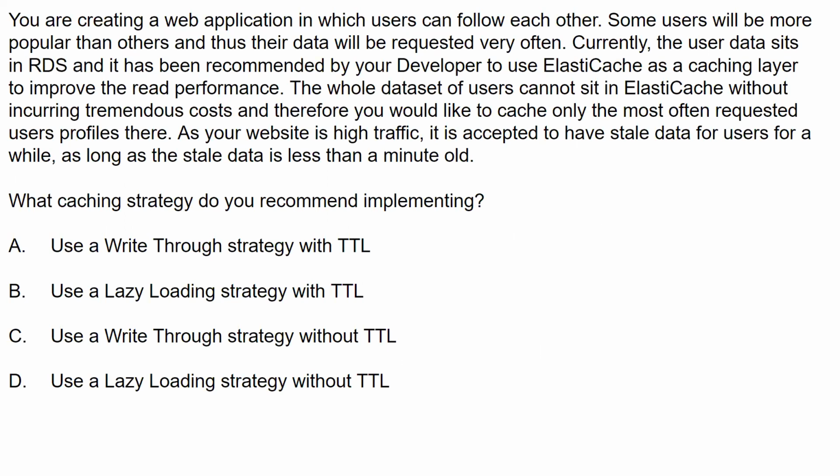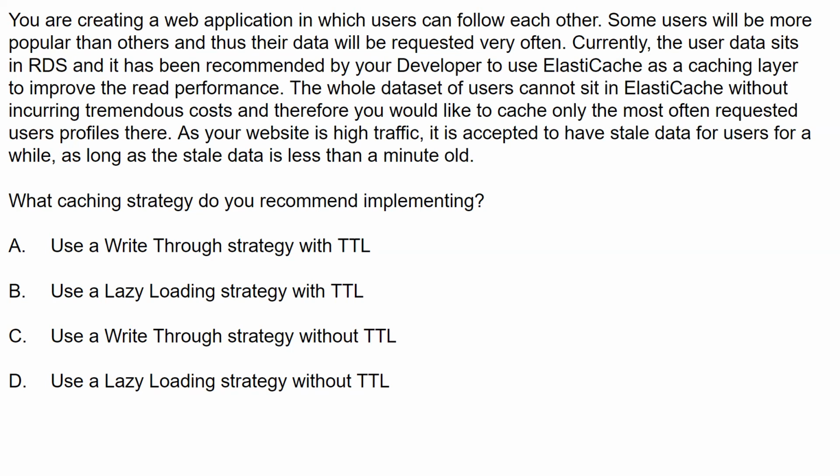You are creating a web application in which users can follow each other. Some users will be more popular than others, and thus their data will be requested very often. Currently, the user data sits in RDS, and it has been recommended by your developer to use Elastic Cache as a caching layer to improve the read performance.